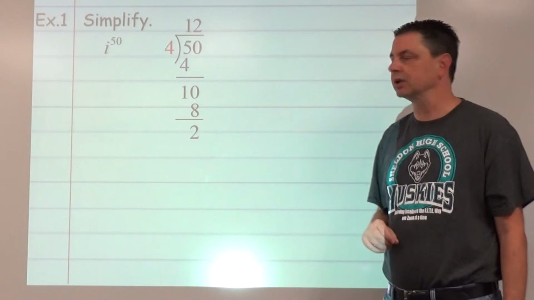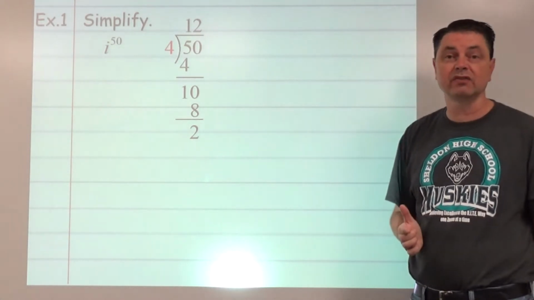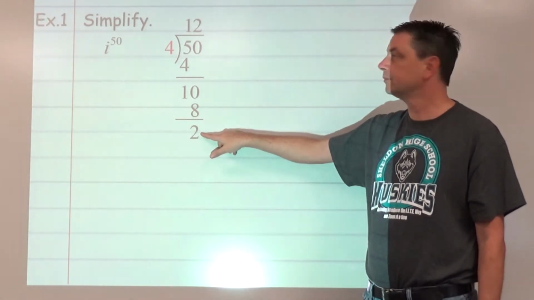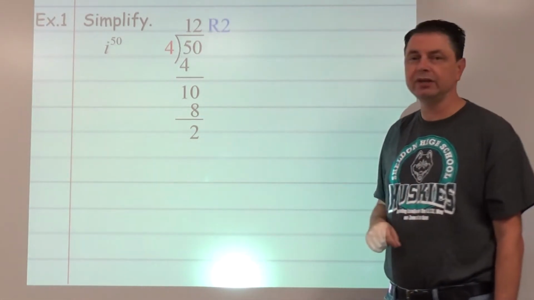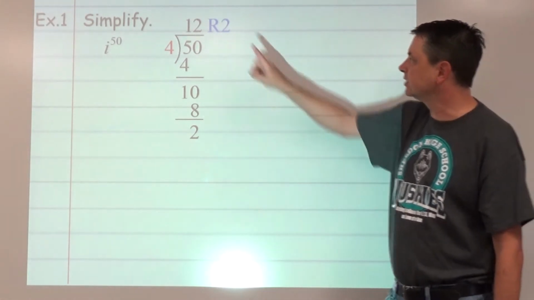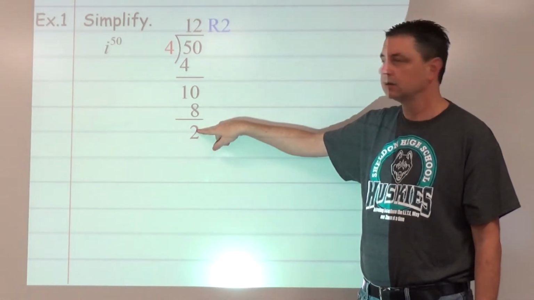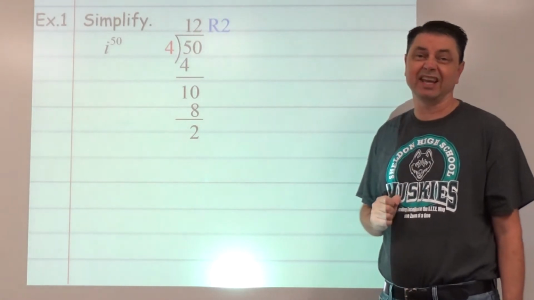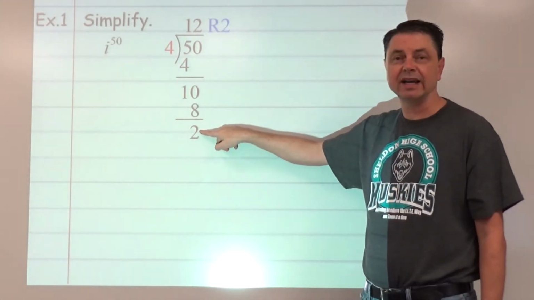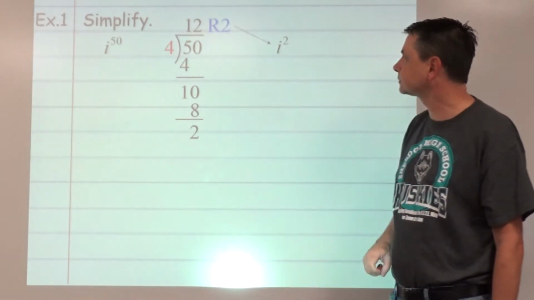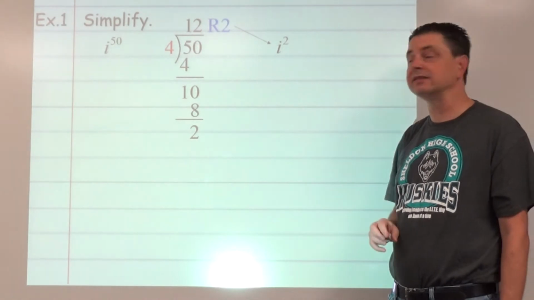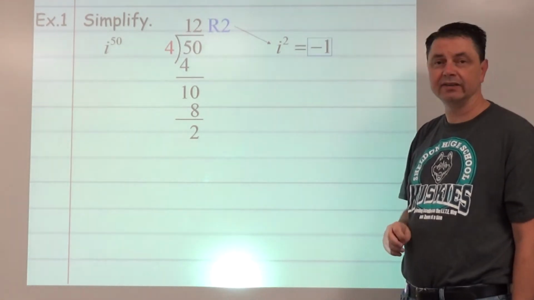That's another option. We're actually going to go back to possibly the first way you learned long division to say that that's the remainder. So it's 12 remainder 2. The reason why that's relevant is because the remainder takes us to actually pretty much the answer. What it says is I to the 50th power is the same thing as I to the 2nd power. We just learned before that I to the 2nd power is -1.